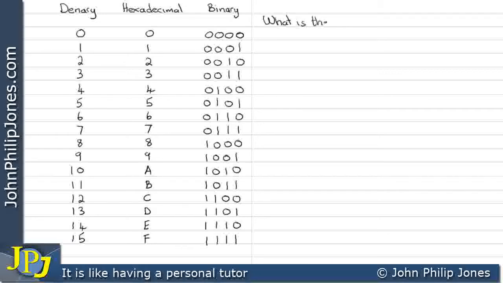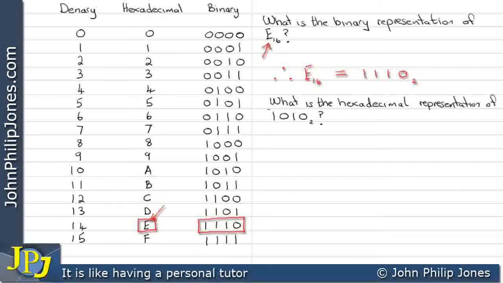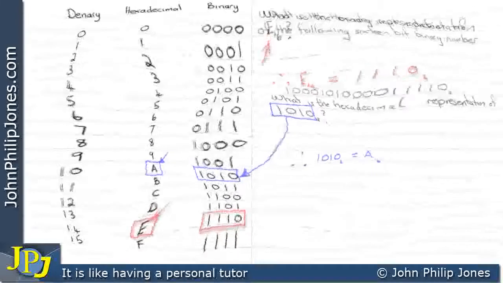What is the binary representation of the hexadecimal number E? In other words, 14. Well, we can see we've got E, so we look for it in the table and we look for the binary equivalent which is right next to it. Therefore we can say E is the same as the following binary representation. What is the hexadecimal representation of the following binary number? Well, there's the number. We look for its position in the table and we can see it's A. Therefore, the binary number is the same as A, which we know is 10.